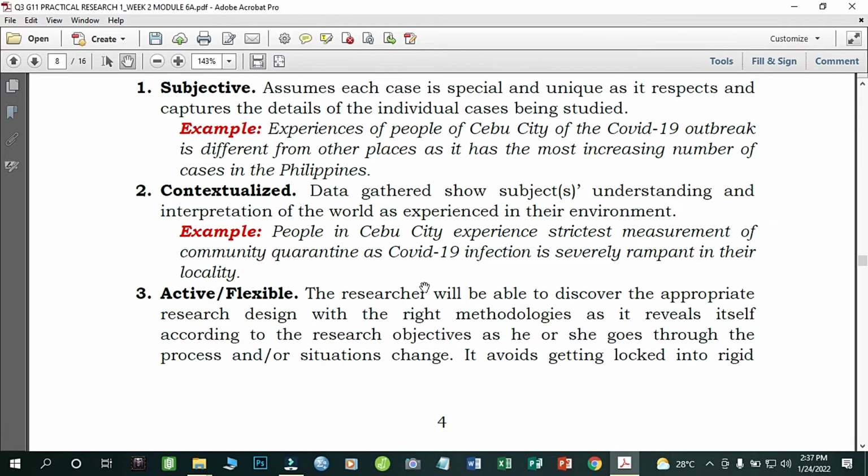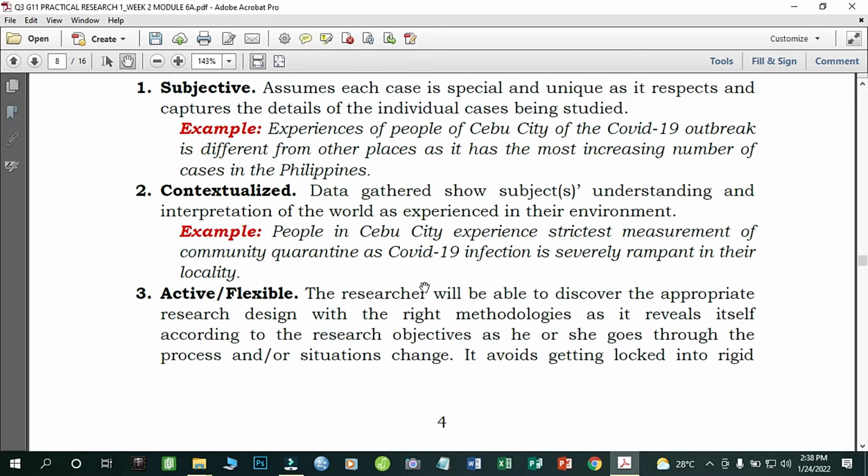Number two, contextualized. Data gathered show subjects' understanding and interpretation of the world and experience in their environment. People in Cebu City experience the strictest measures of community quarantine as COVID-19 infection is severely rampant in their locality. So contextualized: it depends on the location of the study.